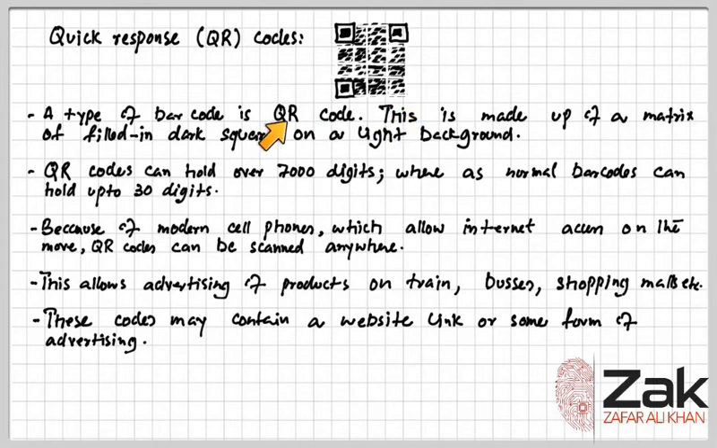This is made up of a matrix of filled-in dark squares on a lighter background. QR codes can hold over 7,000 digits, whereas a normal barcode can hold up to 30 digits only. Because of modern cell phones which allow internet access on the move, QR codes can be scanned anywhere. This allows advertisement of products on trains, buses, shopping malls, and everywhere. These codes may contain a website link or some form of advertising with them.